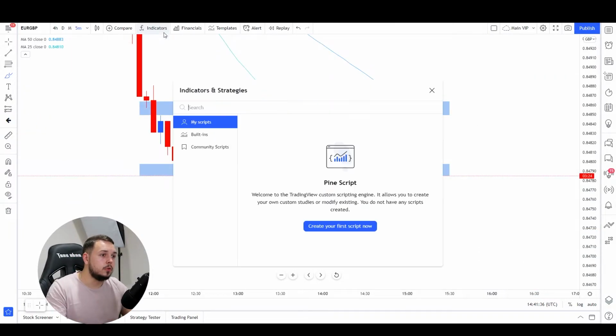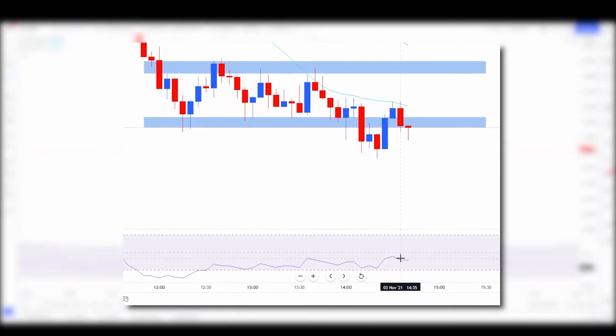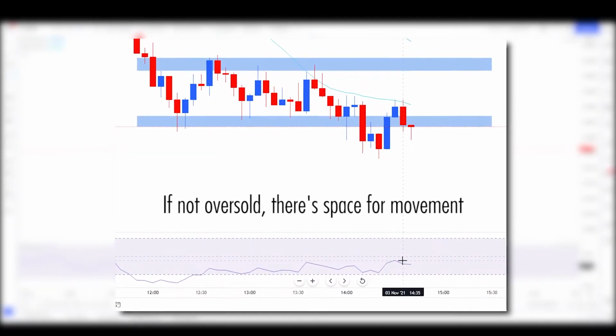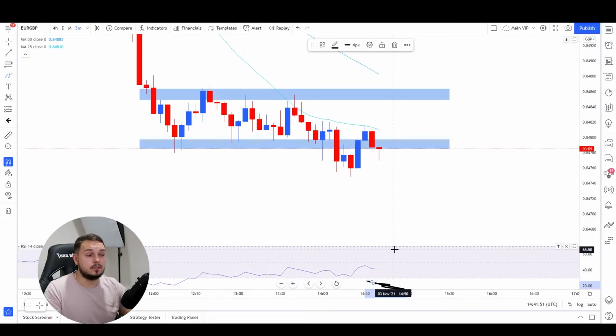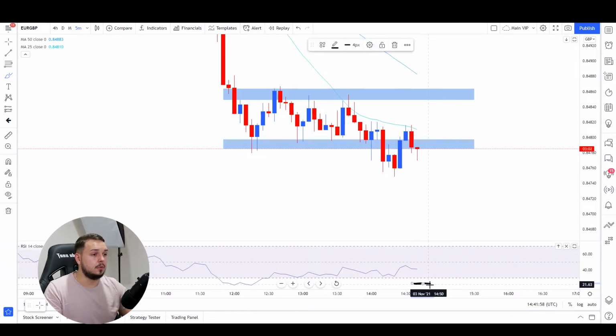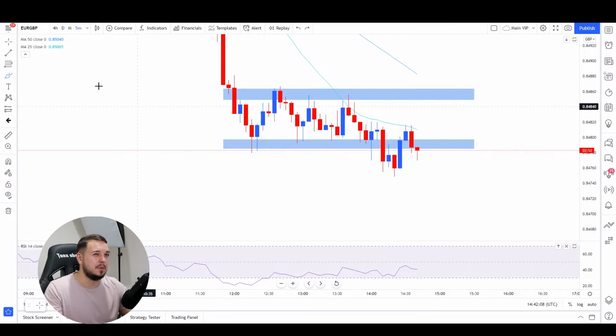You also may want to use indicators, so I love using RSI to see where we're at. As you can see, the market has dipped a little bit below the 50% line, but that's okay. It's not oversold yet, so that's a good indication for us to carry on selling. Once it is oversold, you will likely see a pullback. Let's say if it comes back down here, it might be exhausted. We might see a pullback and then continue to move down. That's what usually happens with RSI.